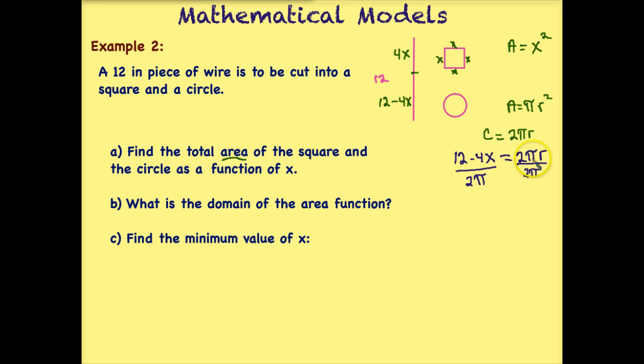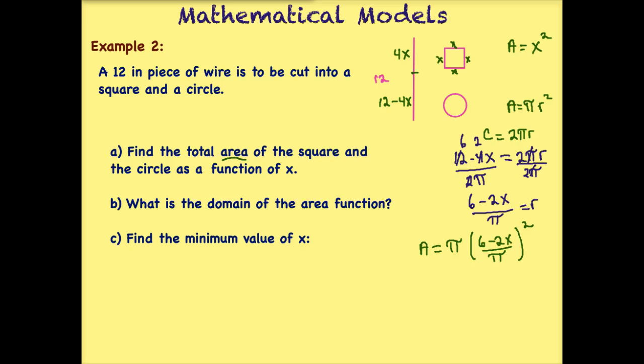And then we can simplify a little bit. So these cancel. 2 goes into 12 6 times and goes into 4 2 times. So we would be left with 6 minus 2x over pi is equal to our radius. Now that we know this, we can substitute this into our area formula for our circle. When we do that, we get area equals pi, and then all of this, 6 minus 2x over pi, squared.